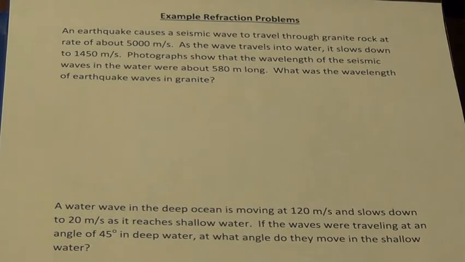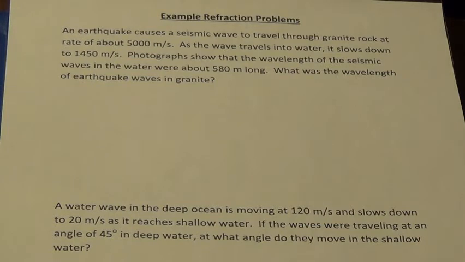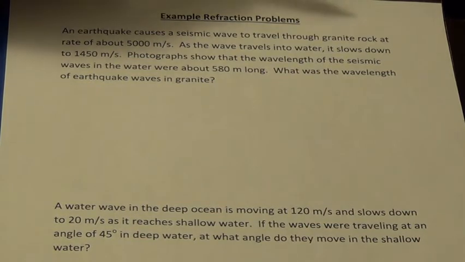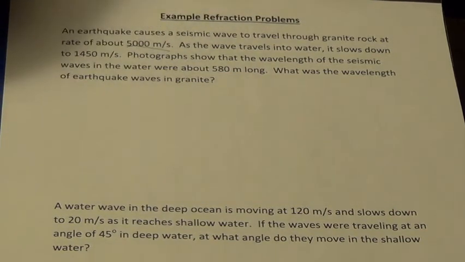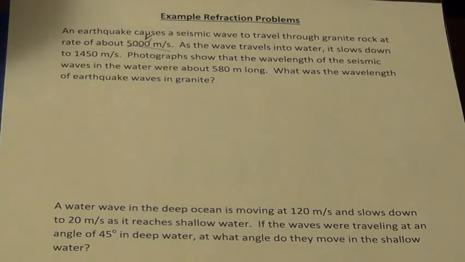Earlier today I did a little bit of research about wave speeds for earthquakes, just to come up with a problem that was pretty accurate to something you might actually come into contact with. So we've got an earthquake. They cause seismic waves to travel through the earth. In this example, as you measure how quickly the seismic waves travel through granite rock, they travel at about 5,000 meters per second. Since that's a speed, we'll call that velocity 1.